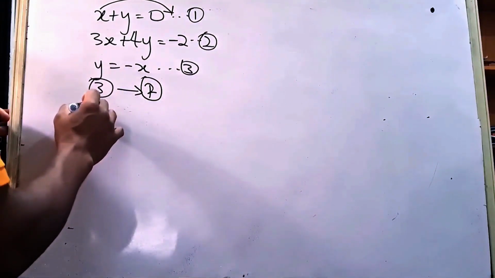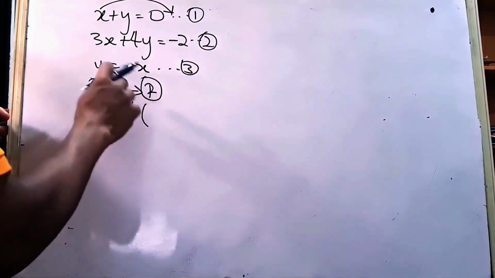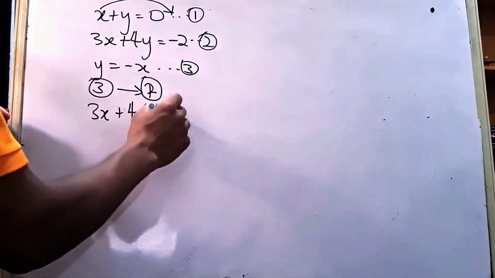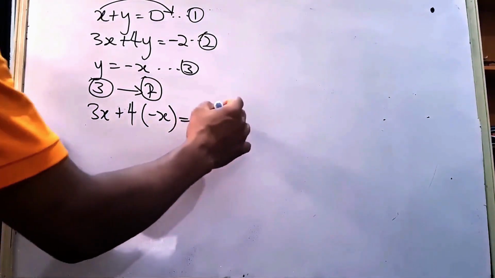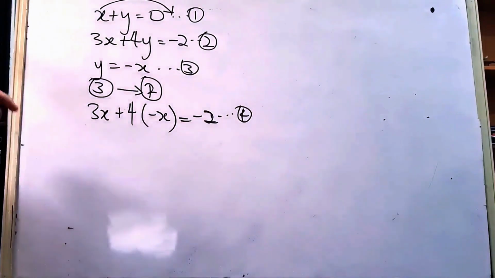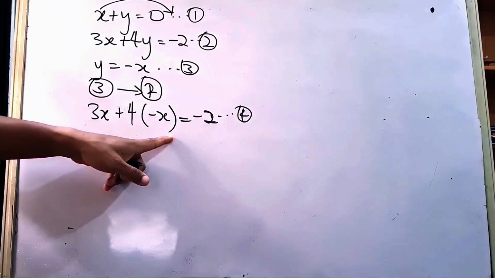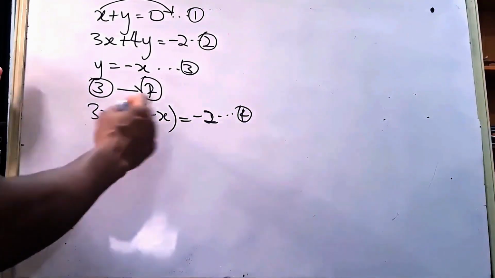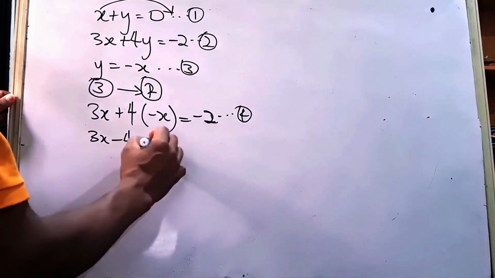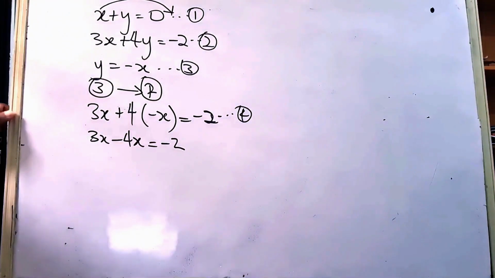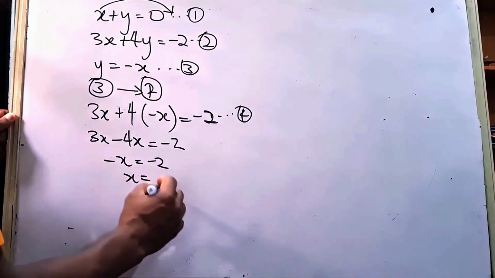What will come out of it is that we have 3x, then plus 4y. But we said that y is equal to minus x, so I'll put minus x here, is equal to minus 2. I'll call this equation 4. As you can see in equation 4, there is no y here anymore. So what do we have? We have 3x minus 4x is equal to minus 2, which means that minus x is equal to minus 2, means x is equal to 2.